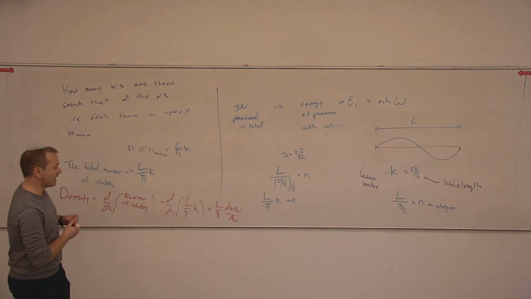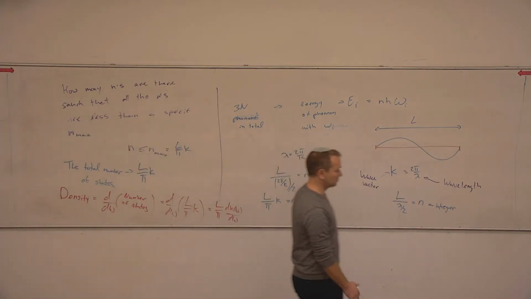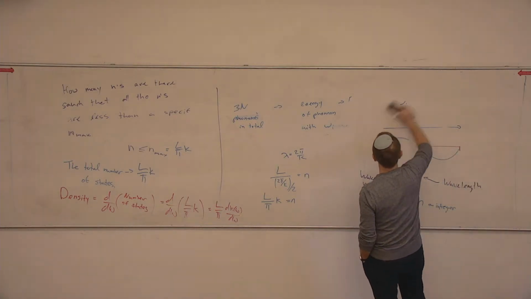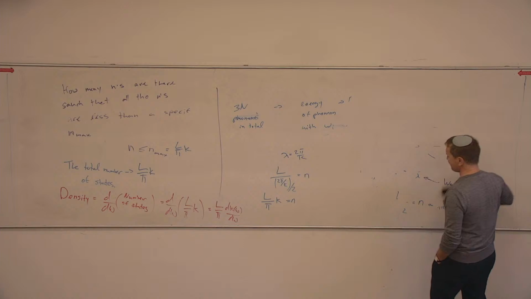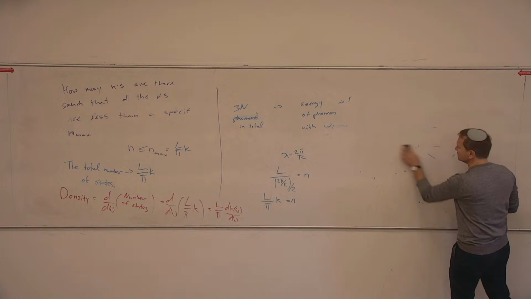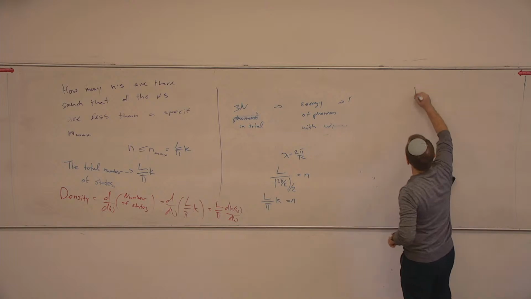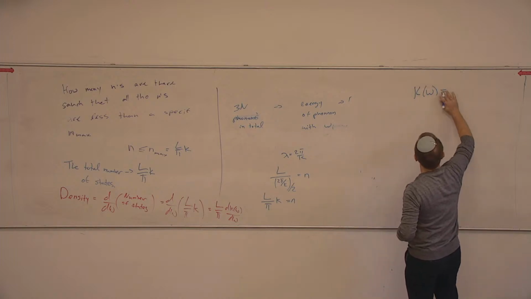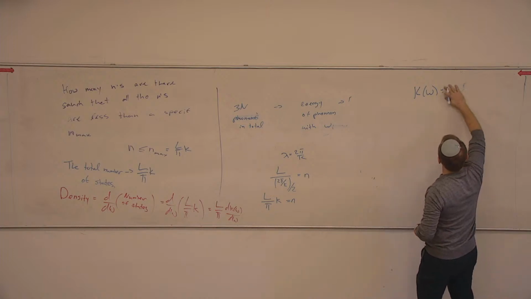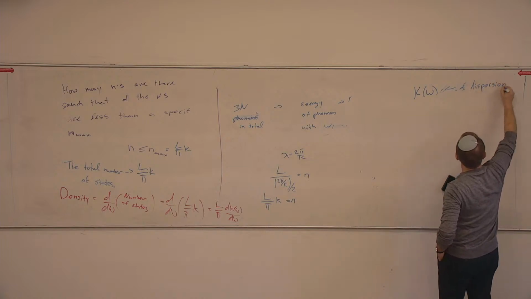Now, why do I write down dk/dω? Because for any material, there has to be a dispersion relation. The magnitude of the wave vector is somehow related to the frequency, to the omega. A dispersion relation.